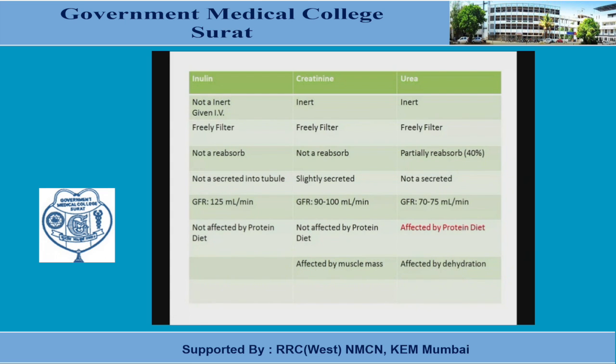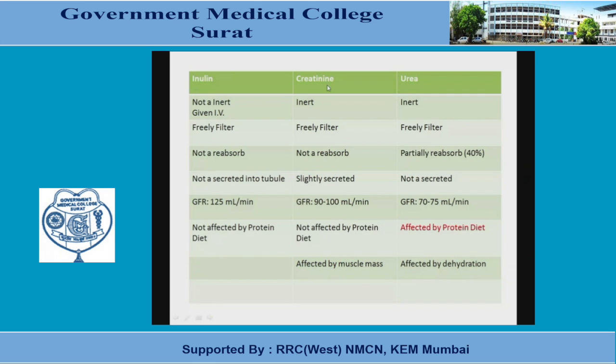What is the similarity and dissimilarity between the substances used for the clearance test? They include inulin, which is not an inert substance. We can use inulin as an exogenous substance. It can be given as an intravenous fluid in the blood, and after some time that level is measured in the blood and the urine for assessing the clearance test.